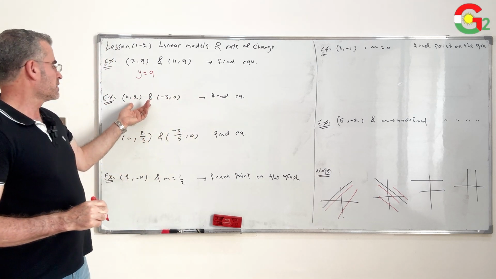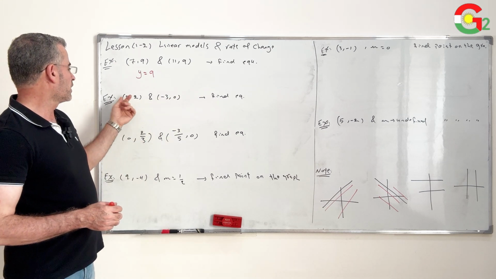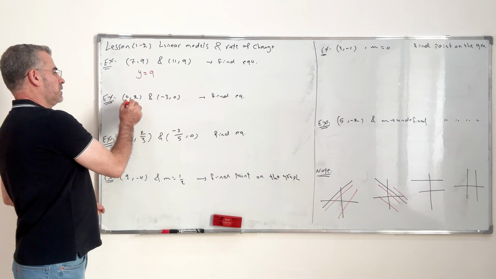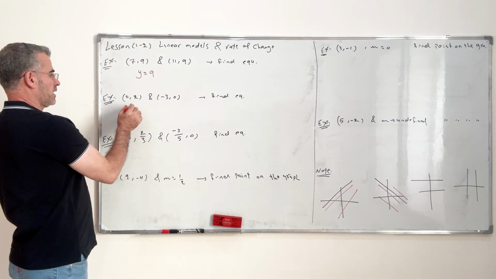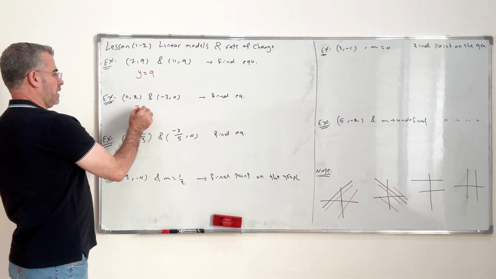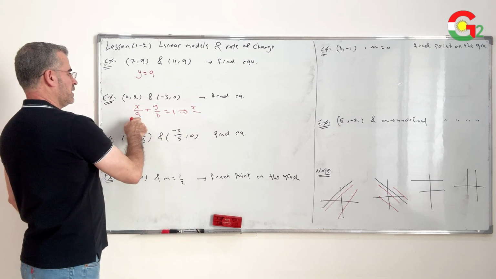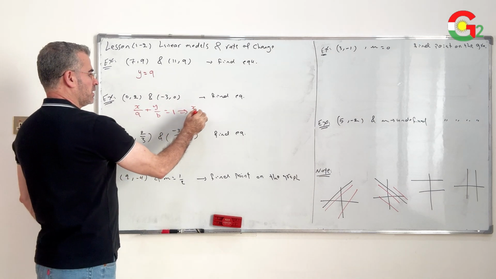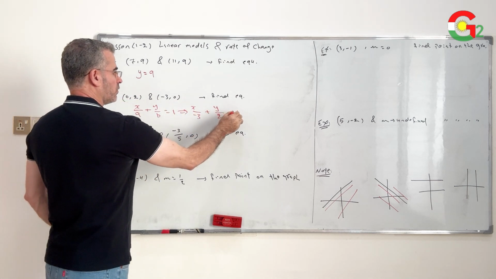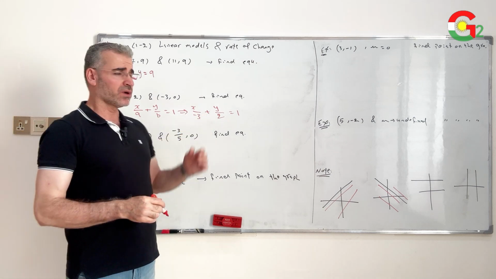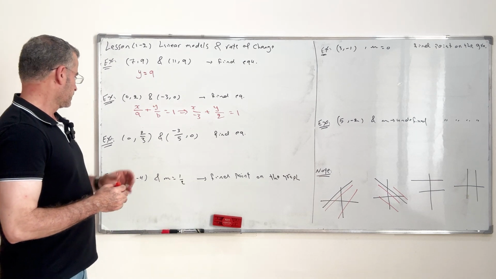Find the equation of the line passing through the points (0, 2) and (-3, 0). Here, the points are the y-intercept and the x-intercept. Then I can use the intercept form to find the equation of this line: x over a plus y over b equals 1. Then x over a, the x-intercept, -3, plus y over b, the y-intercept, 2, equals 1. If I want to write this equation in general form, I multiply both sides by 6.